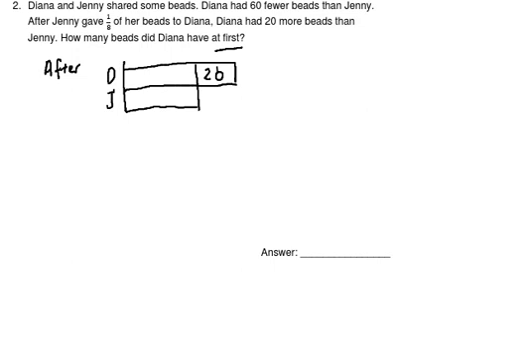Gabriel, please sit properly. Okay, so you know that this after model takes place, right? After Jenny gave 1/8 of her beads to Diana. So since Jenny gave 1/8 of her beads to Diana, what fraction is she left with, Jack? She's left with 7/8. And 7/8 is how many units, Sky? 7 units. So Jenny is left with 7 units because she gave 1/8 to Diana.